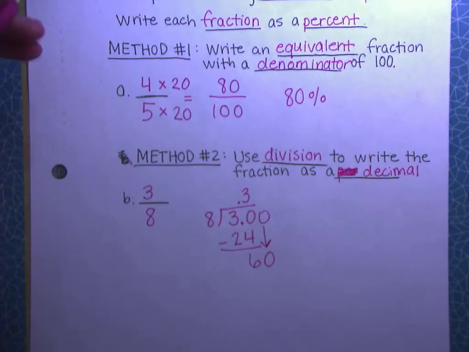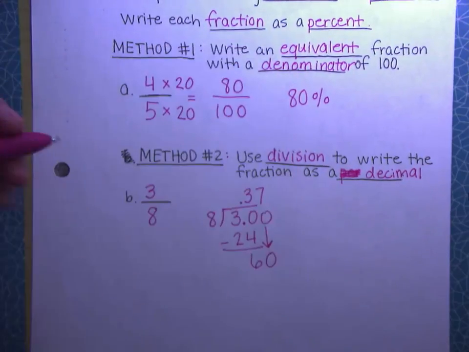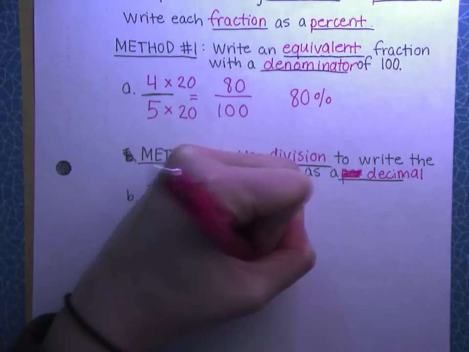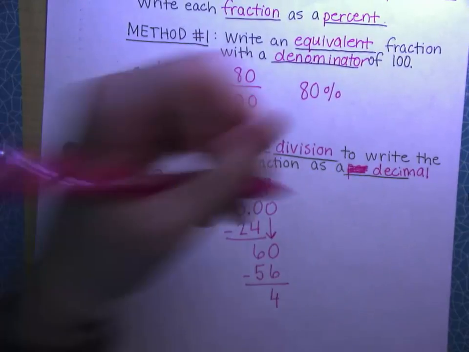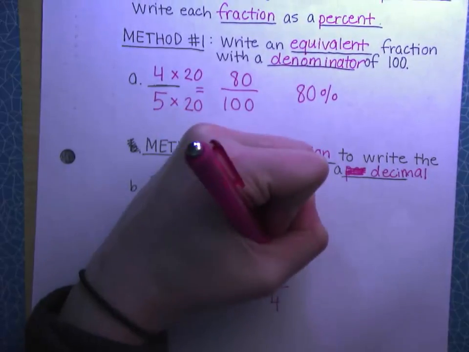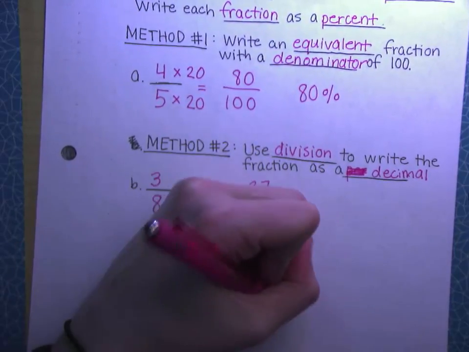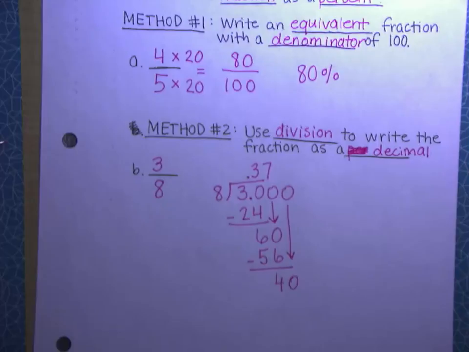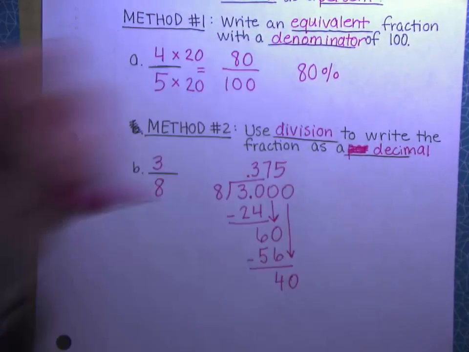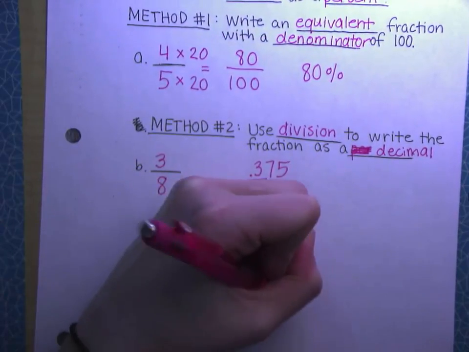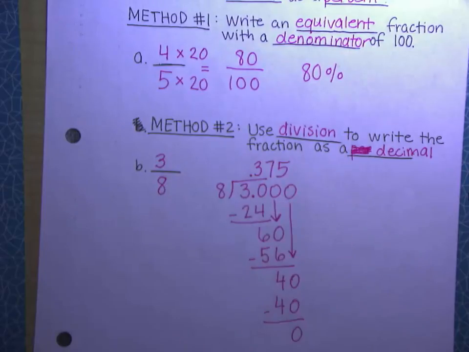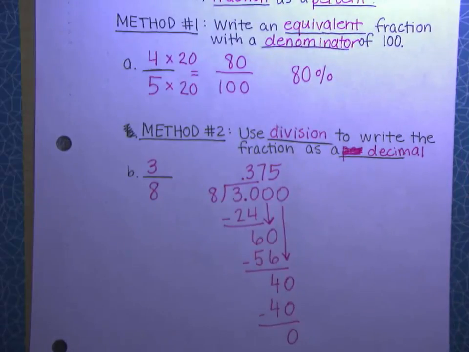Now, how many times can 8 go into 60? I believe 8 times 7 would give me 56. And if we subtract, I would be left with 4, and I have to add yet another 0. And bring it down. And 8 can go into 40 evenly. We can multiply by 5. Okay, so we're left with 0.375.